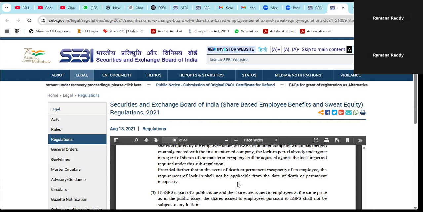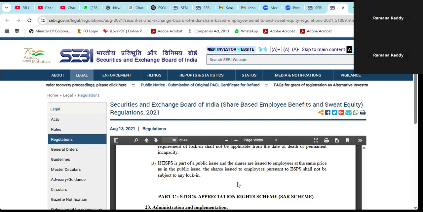This will be vested. If the employee stock purchase scheme is a part of a public issue, IPO, I told you, public issue, and the shares are issued to the employee at the same price as in the public issue, then the shares issued to the employee pursuant to the employee stock purchase scheme shall not be subject to any lock-in. The reason is, if the employee is getting the shares through the public issue at the same price as the public is getting, then there is no sense of lock-in. That is what is explained in this provision.